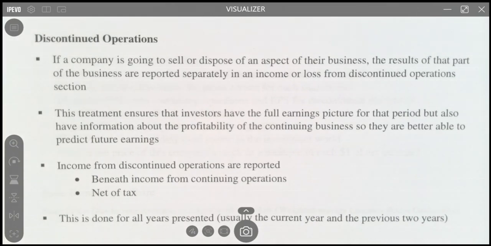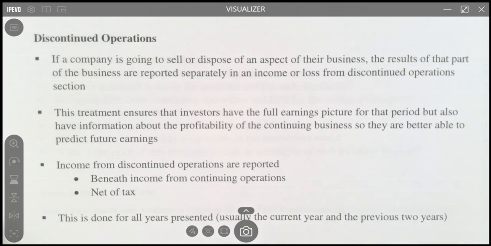Income from discontinued operations is reported beneath income from continuing operations as another section, and it is reported net of the tax impact of the profit or loss from this division that's going to be discontinued, this business segment. This is done for all the years presented, which is usually the current year and the previous 2 years in the case of the income statement. Okay, and we will see an illustration of that upcoming.